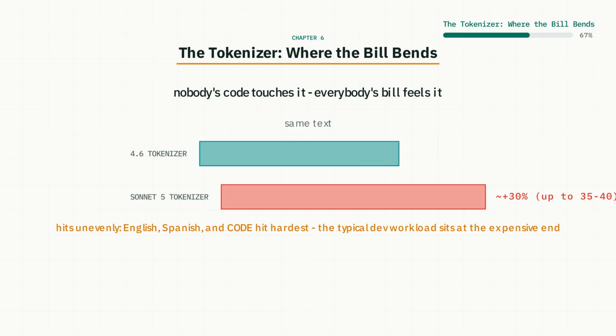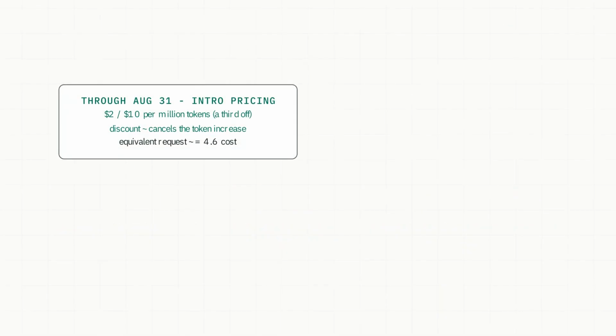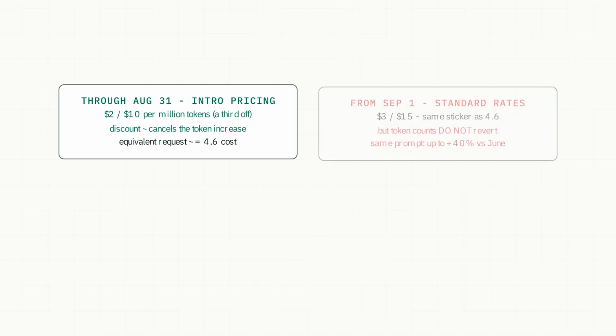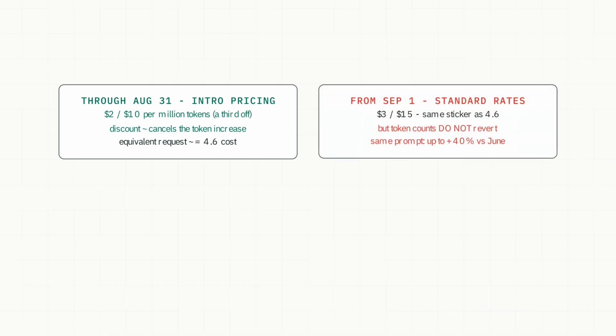Now the September arithmetic, and why the intro window is a migration incentive rather than a gift. Through August 31st, Sonnet 5 costs $2 per million input tokens and $10 per million output, a third off the standard rate. That discount roughly cancels the tokenizer increase. Migrate today and an equivalent request costs about what it did on 4.6.